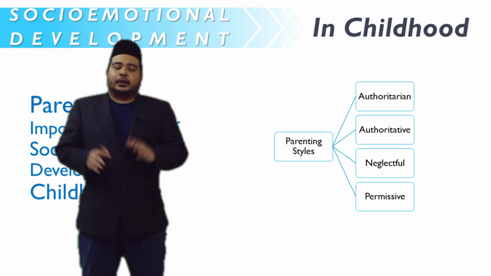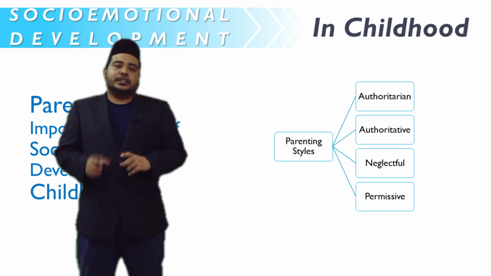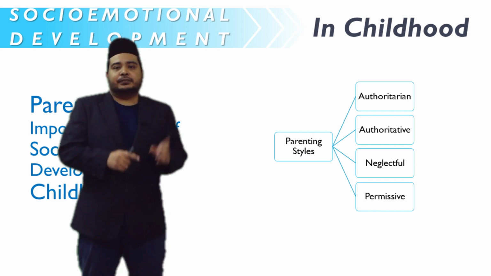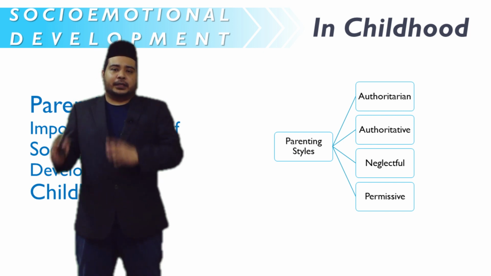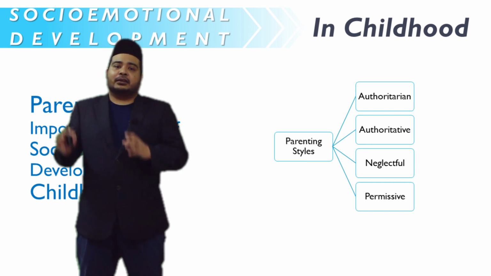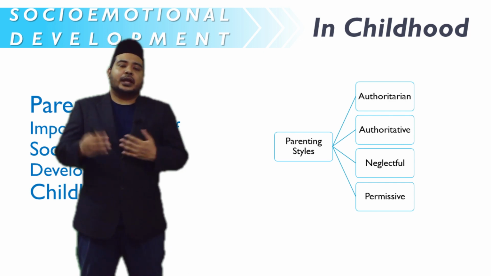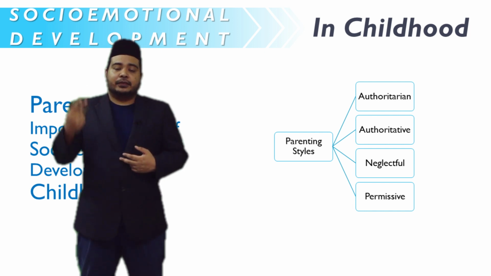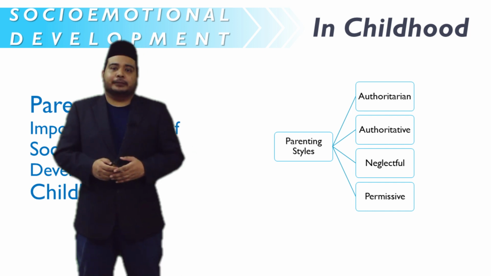that is inferiority. One of the most important aspects of socio-emotional development in childhood is parenting. Besides what we have discussed about Erikson's stages of socio-emotional development, another important factor that attracts the attention of developmental psychologists is parenting. There are 4 parenting styles: authoritarian, authoritative, neglectful, and permissive. Let's look at them one by one.